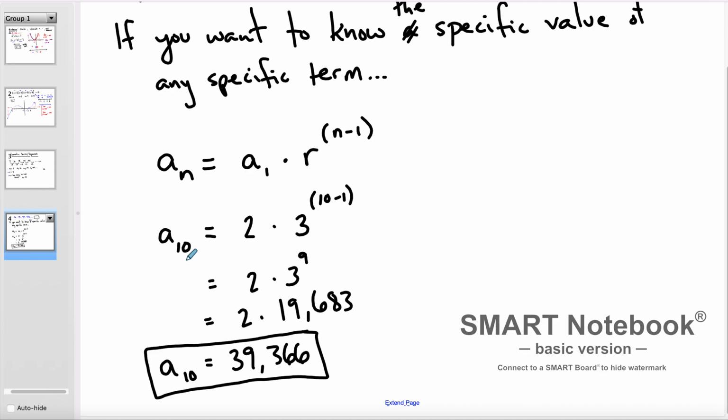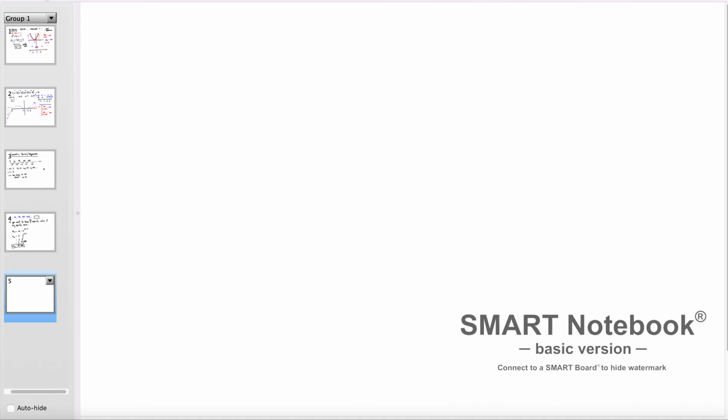But there you go. There's a nice formula you want to use if you want to know the specific value of any specific term along the way in a series. I'm kind of using series and sequence interchangeably. Sometimes I even get confused. Sequence is just a list of numbers. Series is when you add them all up, right? Add the first 10 terms or something. And that's what we'll look at next.